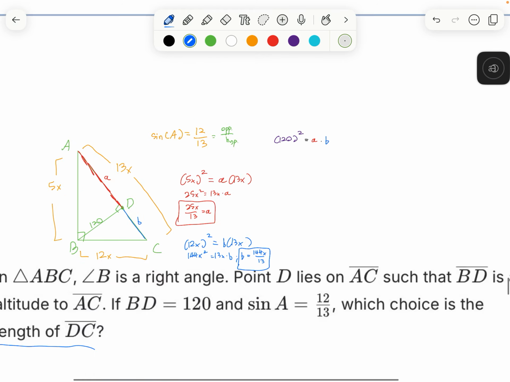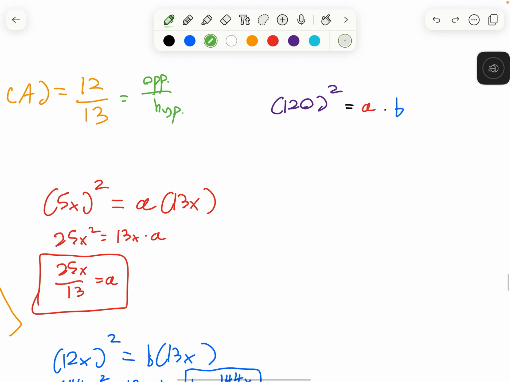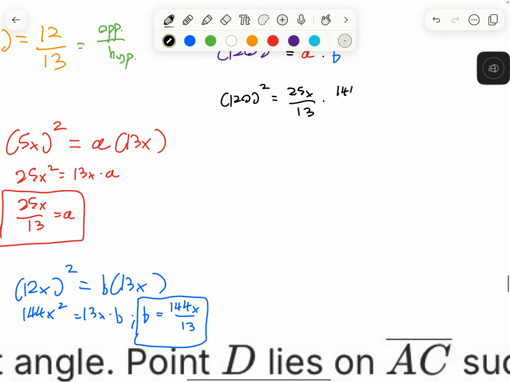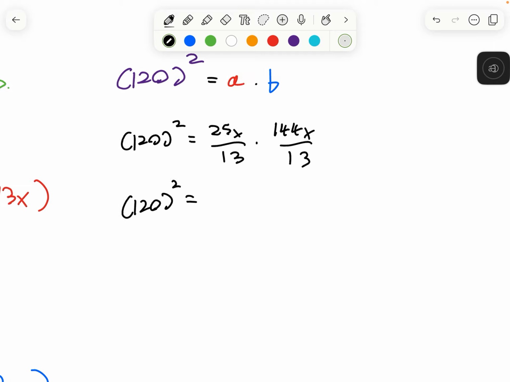So, once again, 120 squared, which is the altitude squared, equals a times b. What does that equal? Well, 120 squared equals a. We found a was 25x over 13. We're going to use one color here just to be consistent. So you have 120 squared equals 25x over 13 times b, which was 144x over 13. Now, you could use a calculator for this, but I'll show you how I kind of did this.